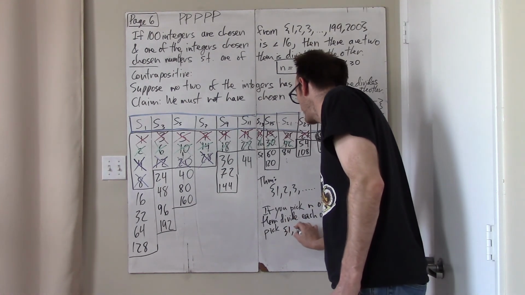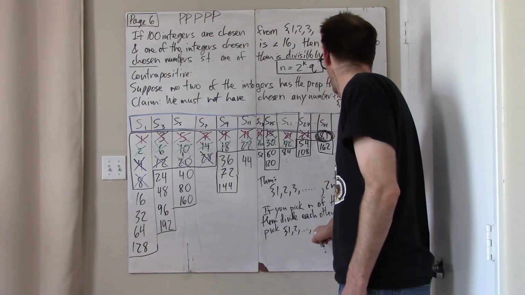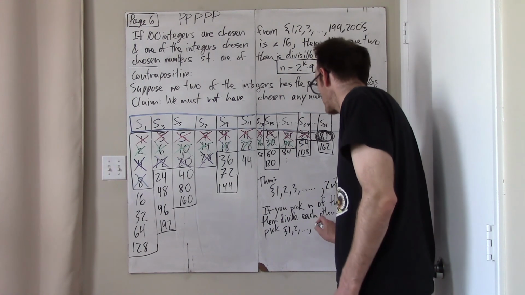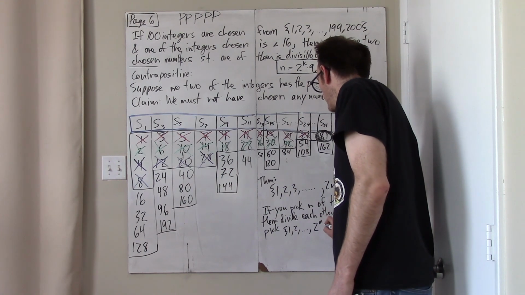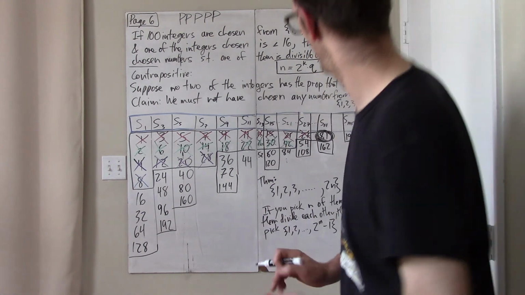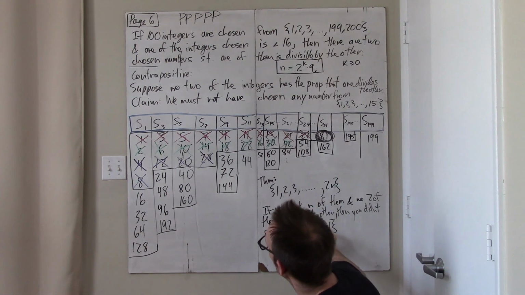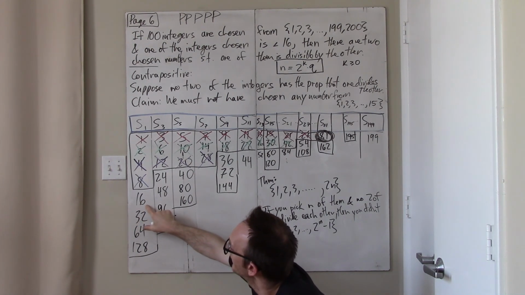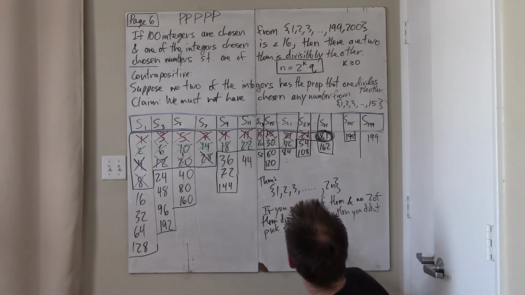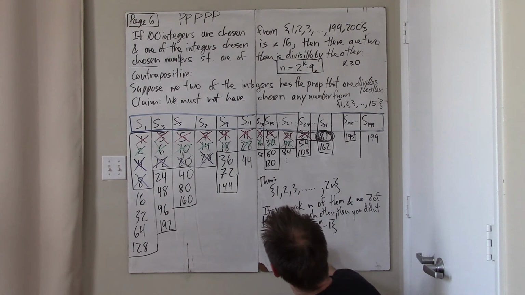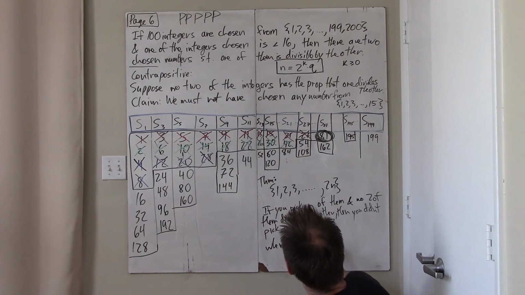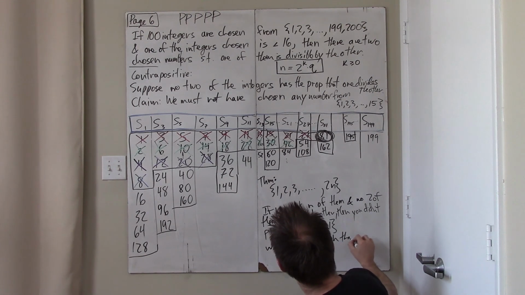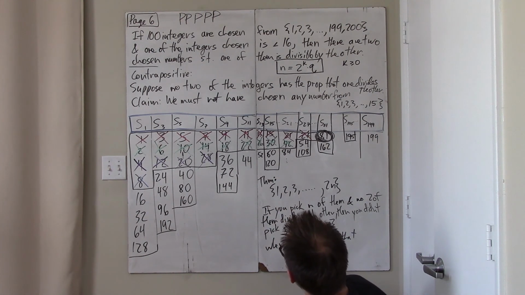But more generally, you didn't pick any number up to 1 less than some power of 2, where that power indicating how far to go, in this case was 16, where m is such that 3 to the m is less than 2n.